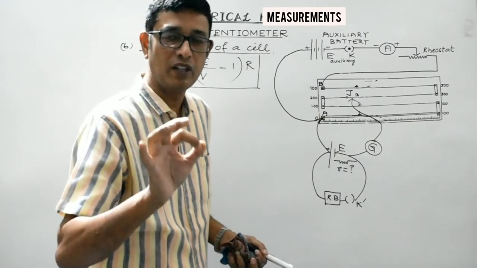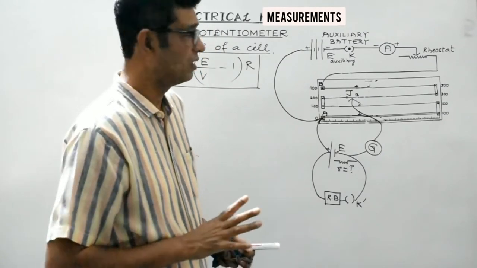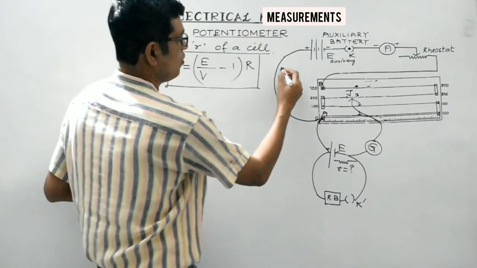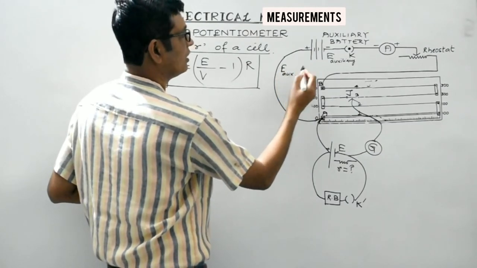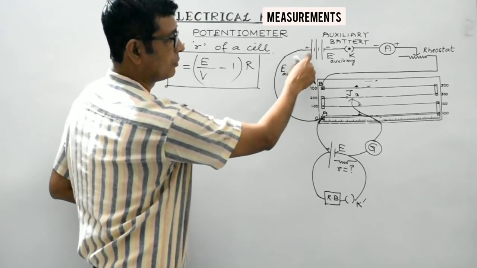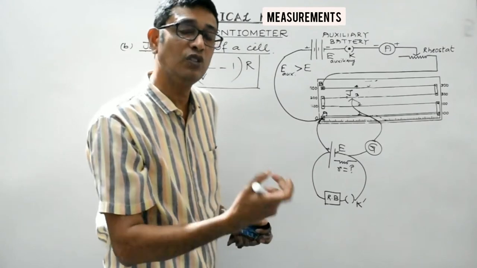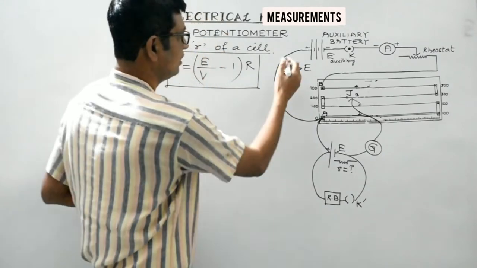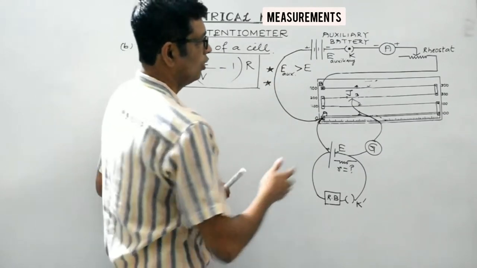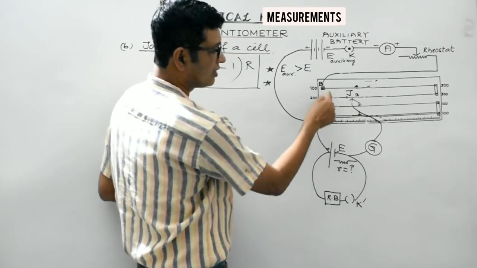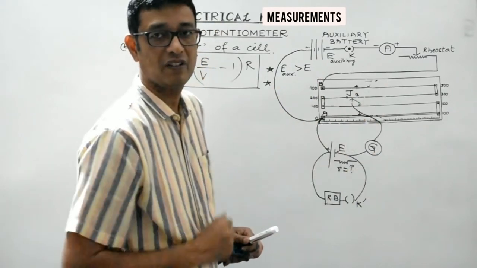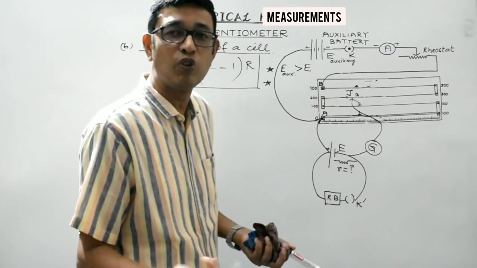Again, some very important points need to be discussed first. First point, in order to get the balancing point, right? This is the first condition. E auxiliary must be greater than E. Means the EMF of the auxiliary battery must be greater than the EMF of the cell whose internal resistance is to be determined. This is the first condition. Second condition is that on placing this jockey at the two extreme ends, the galvanometer must show deflection in the opposite direction. That's the second mandatory condition, or else the balancing point won't be obtained.